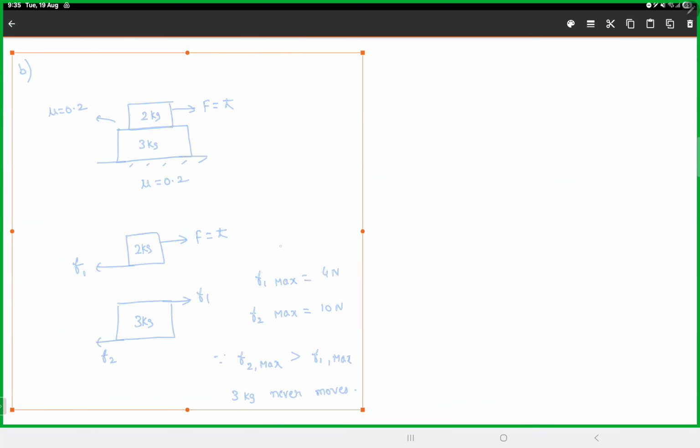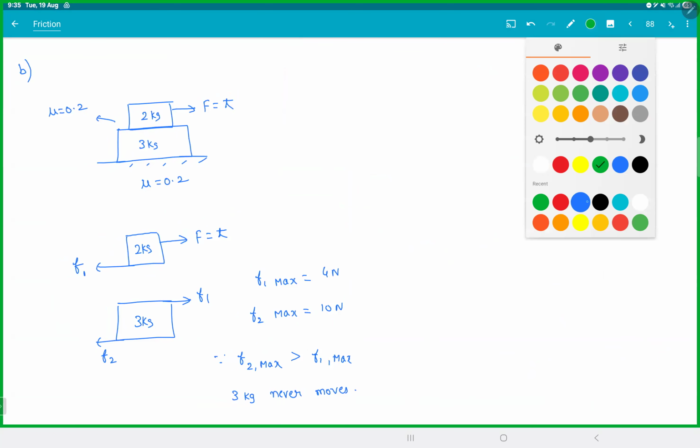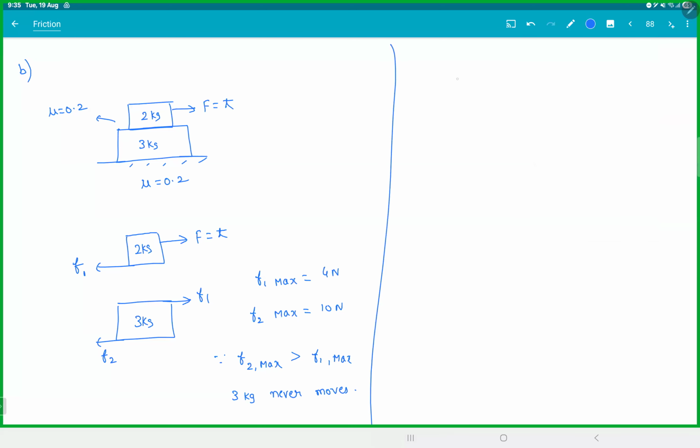So the 3 kg block never moves. So technically there's nothing to do. You can just take the 2 kg FBD and solve the problem regularly. This is F is equal to T. This is F. F max will be 4 newtons.